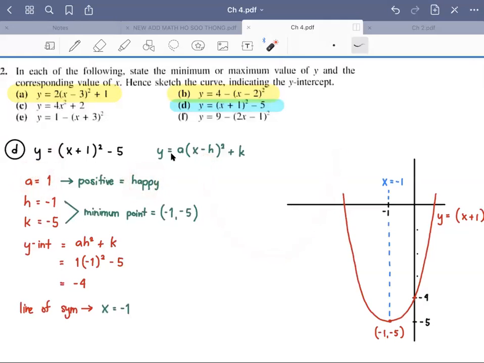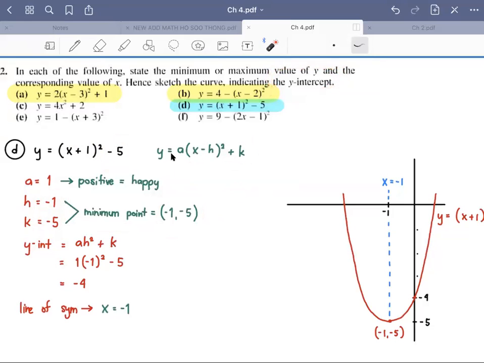And then, again, we need to find h and k. So h and k will come from here and here. If you follow this format, that means that h is negative 1. And then k is negative 5. So you have your minimum point at (-1, -5). Okay, so we're done with this, and then we need to find the y-intercept.